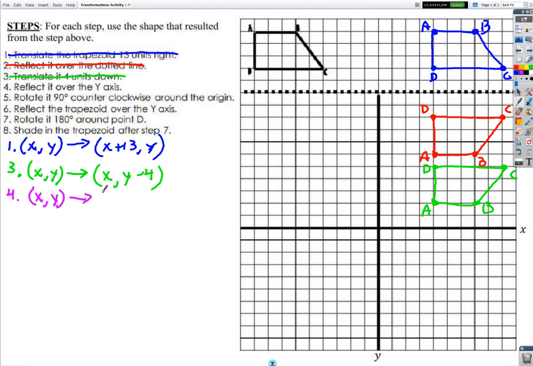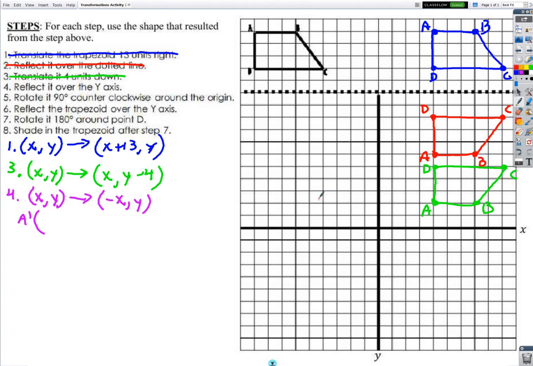Okay, tell me negative x comma y. So let's see what A is going to become right now. Okay, we don't have to do this. We left off on green. And hey, look, I can just count. A is 4 units away, so I can put it 4 units away over here on the left. If all they're asking you to do is draw, it's fine. You don't have to do this, but I'm just trying to give you some more practice.